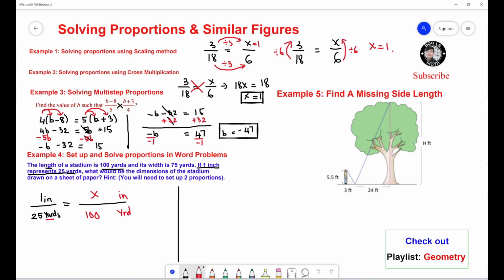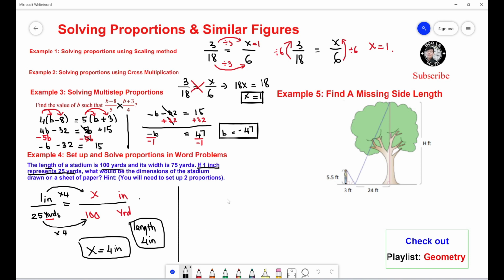So we can use the scaling method right here. It helps you solve the problem faster. In order to get 100 from 25, I just multiply by 4. Now, in order to find s right here, I need to multiply by 4. So 1 times 4 equals s, so s equals 4. So s equals 4 inches. So this is the length, right? The length should be 4 inches.